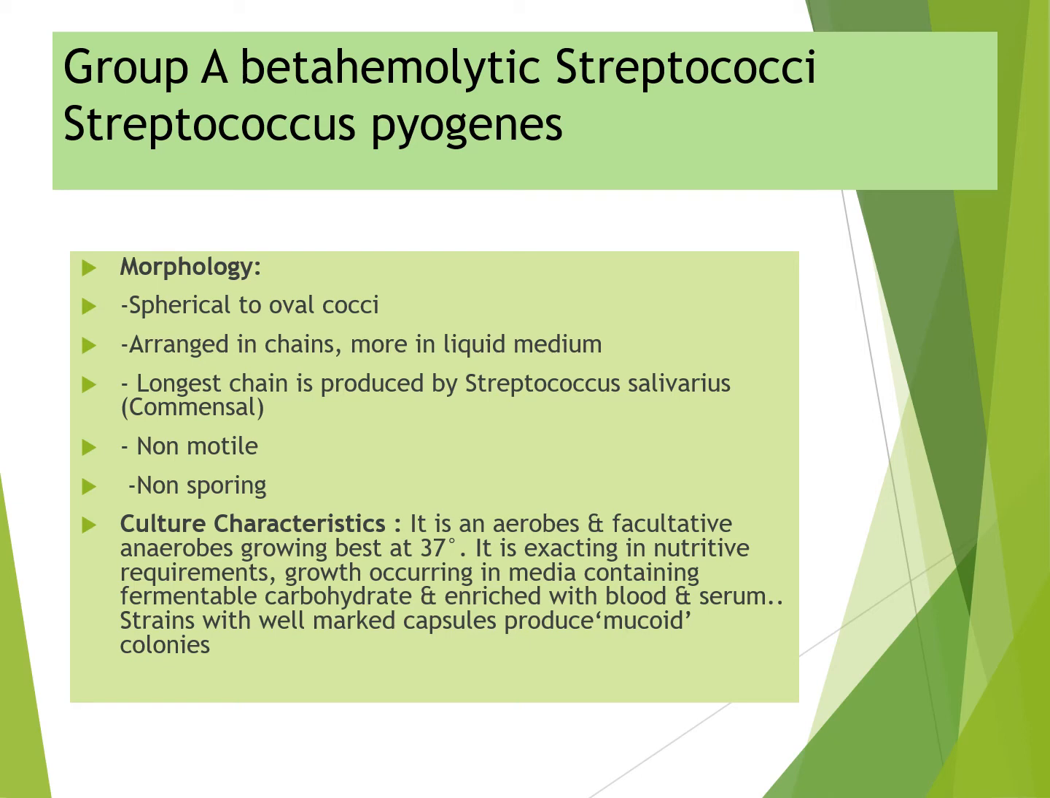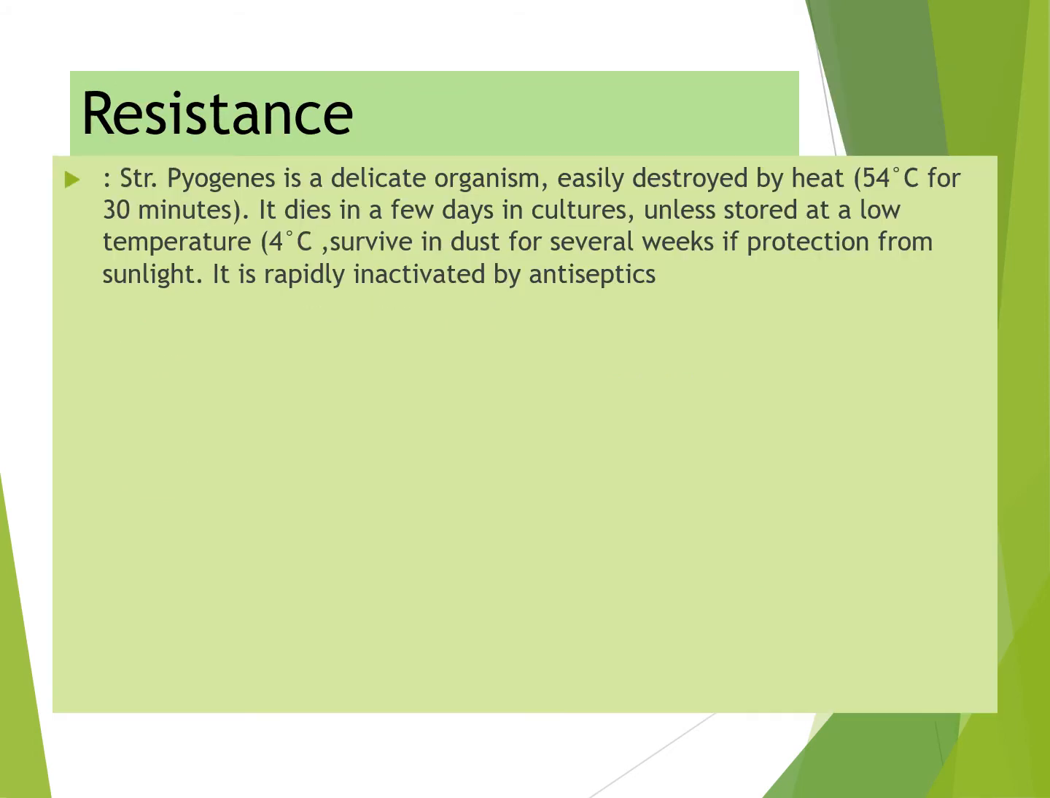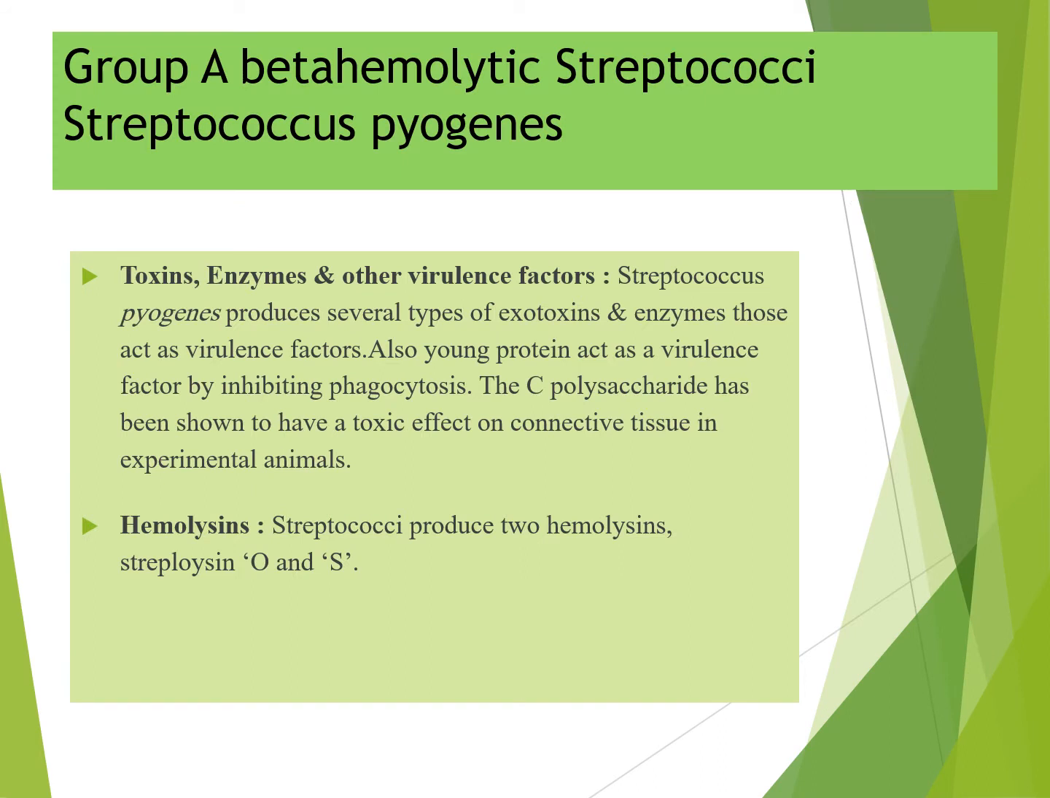But this bacteria has different virulence factors, many virulence factors: toxins, enzymes and other virulence factors that we will take now. Streptococcus pyogenes produces several types of exotoxin enzymes. Those act as virulence factors. When we say virulence factor, it is like saying weapons for defense. Also, M protein acts as a virulence factor by inhibiting phagocytosis.